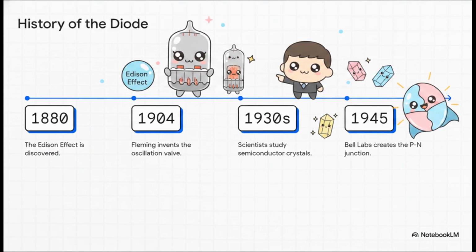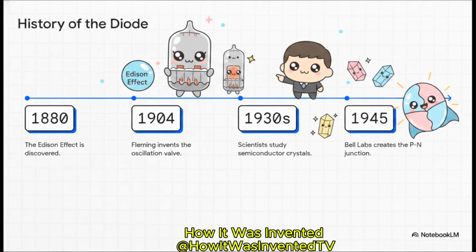So to see exactly how we got from that annoying stain to the modern digital age, we're going to follow this timeline. We'll start right there in 1880 with the Edison effect, then move forward to Fleming's working valve in 1904, we'll explore some crystal physics in the 1930s, and finally we'll arrive at the massive 1945 Bell Labs breakthrough.